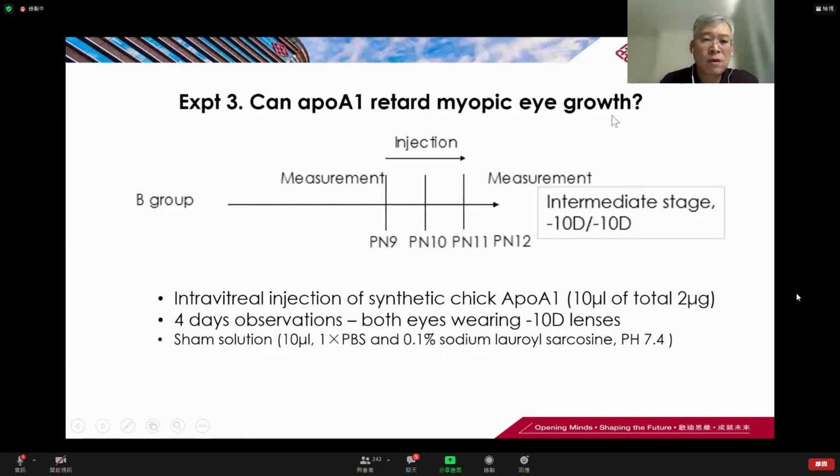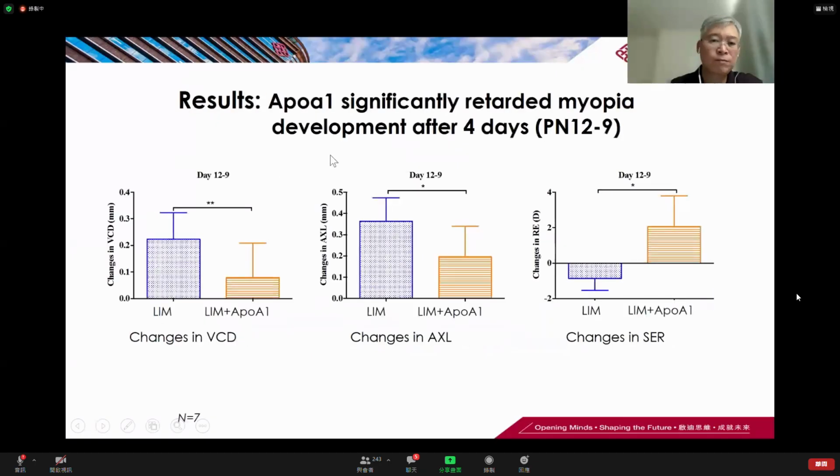But can it inhibit myopic eye growth? Again, we inject the synthetic chick ApoA1 peptides into the chick eyes by intravitreal injection, starting from PN9 daily to PN11, and then we observe changes at PN12. The chicks are wearing -10 lenses in both eyes. The data show that ApoA1 significantly retards myopia development after 4 days. As you can see, there is a retardation of growth in VCD and a slowing of axial elongation, and there's a corresponding change in refractive error as well. So ApoA1 can slow down myopia development in chicks.